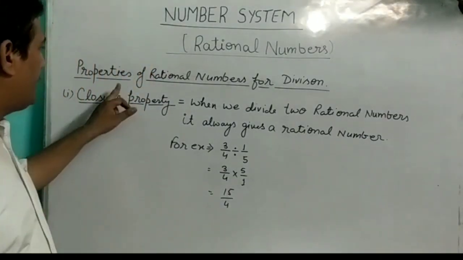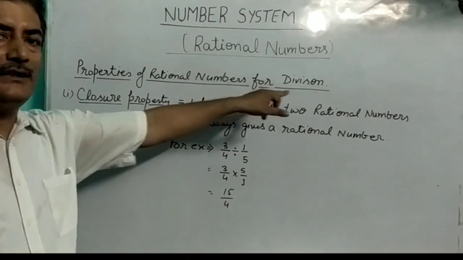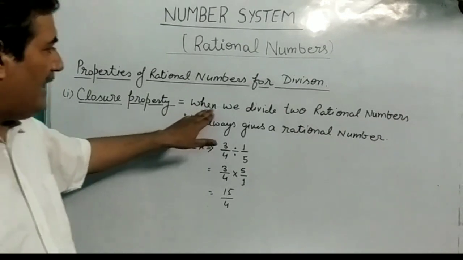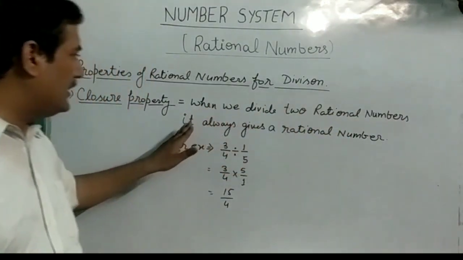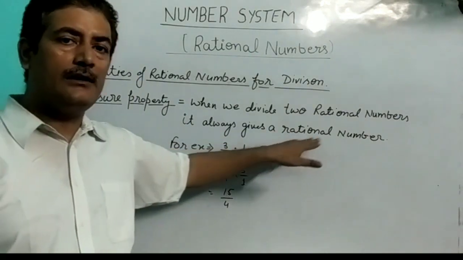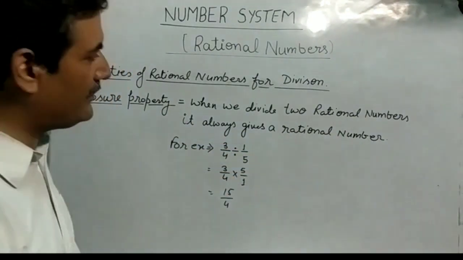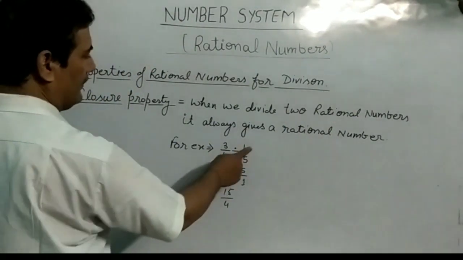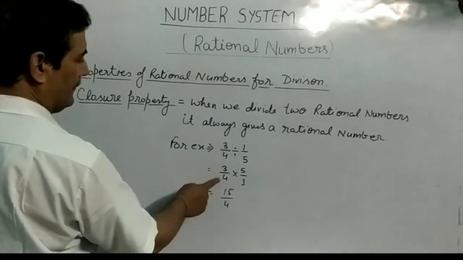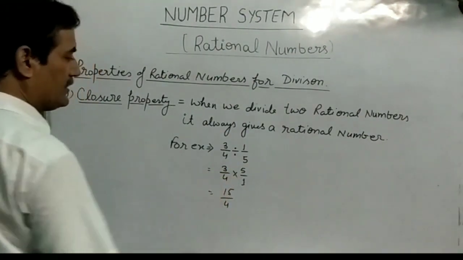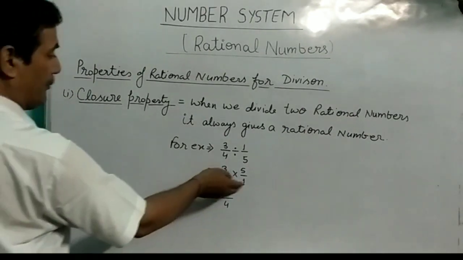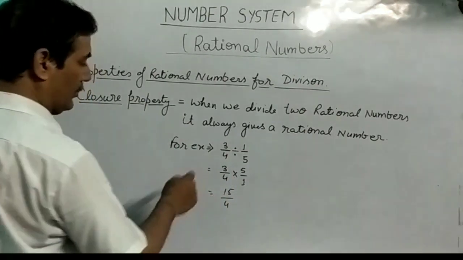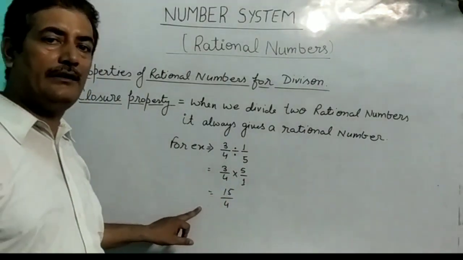Now, properties of rational numbers for division. The first property is the closure property. When we divide two rational numbers, it always gives a rational number. For example, 3 by 4 divided by 1 by 5 is equal to 3 by 4 multiplied by 5 by 1, because in division we take the reciprocal of the last number, and the resultant answer is 5 threes are 15 by 4, and 15 by 4 is also a rational number.